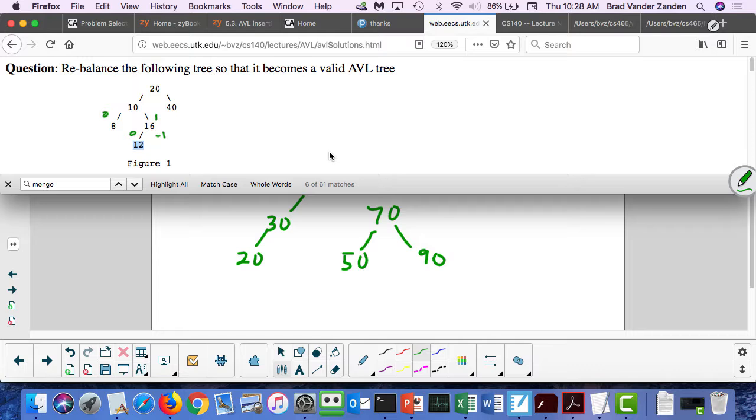It's the first node whose two children's height differs by more than 1. Okay, so now we have to figure out, so the imbalance is about 20. So imbalance is about 20. Is at node 20. Okay, it's the first node whose two subtrees differ in height by more than 1.